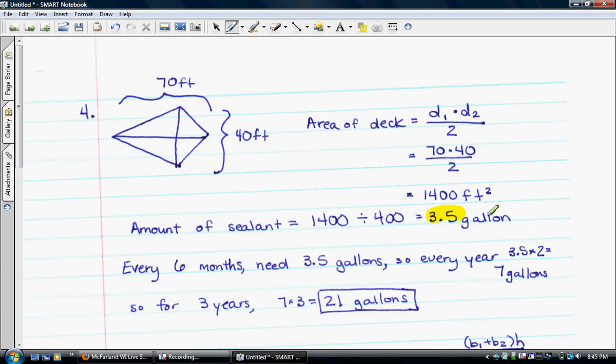take 3.5 gallons. But he's doing that every 6 months. So since that's twice a year, that means every year it's going to take him 7 gallons. He'll use 3.5 in June maybe, and another 3.5 at the end of the year. So the final question was, how many gallons does he need for 3 years? Well, if he needs 7 gallons for 1 year, for 3 years, it's going to take 21 gallons.